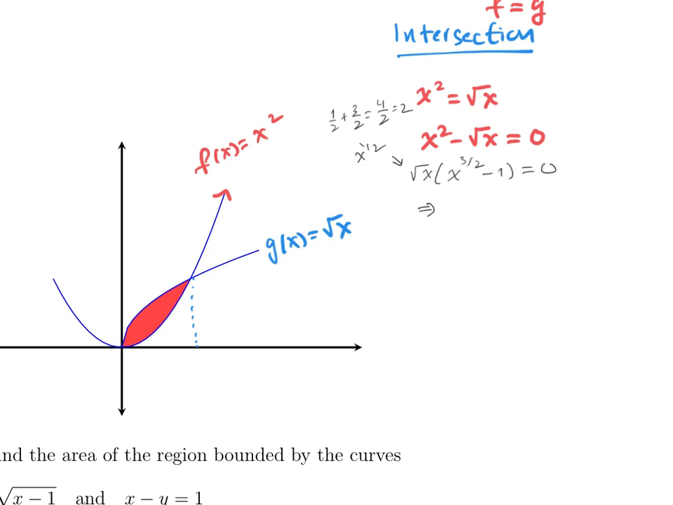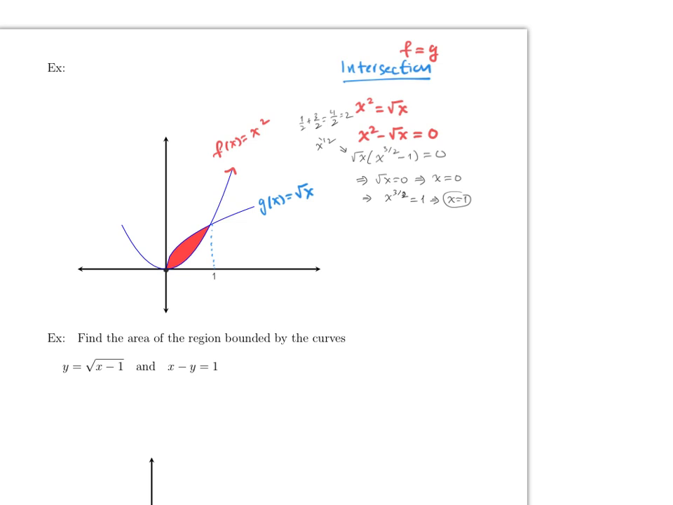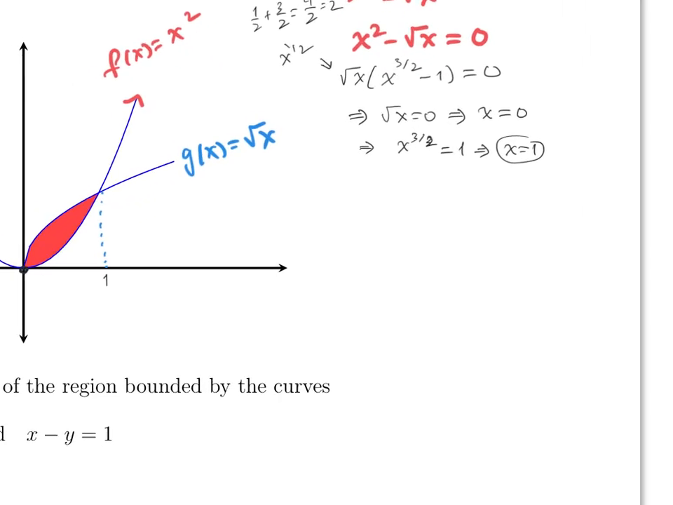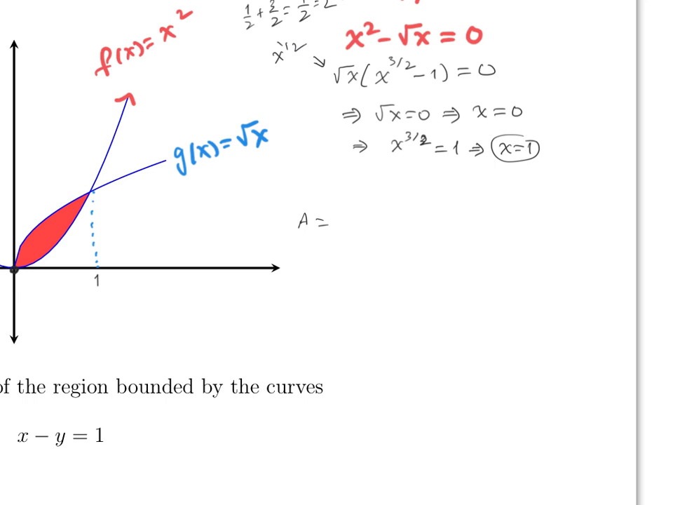So from here, this means that radical x is equal to 0, which implies that x has to be 0, which is this point right here, or x to the 3/2 should be equal to 1. The only solution to this is x equals 1. So the limits of integration go from 0 to 1. So then the area, remember, we take the biggest function, which is square root of x, and the smallest one, which is x squared. And this is a pretty simple integral.